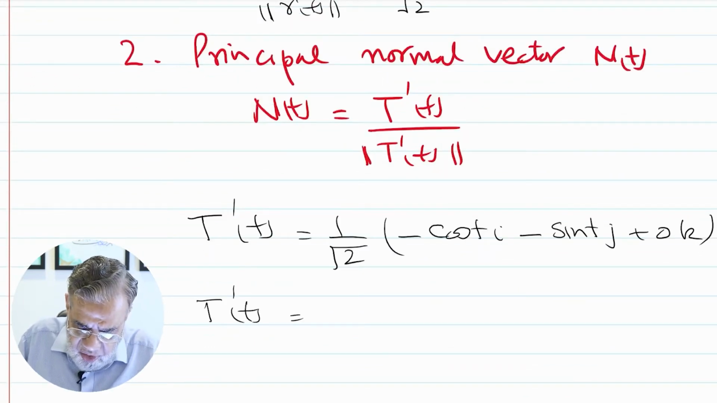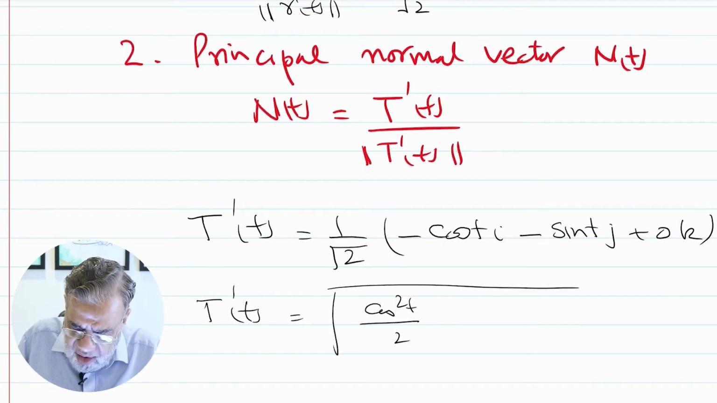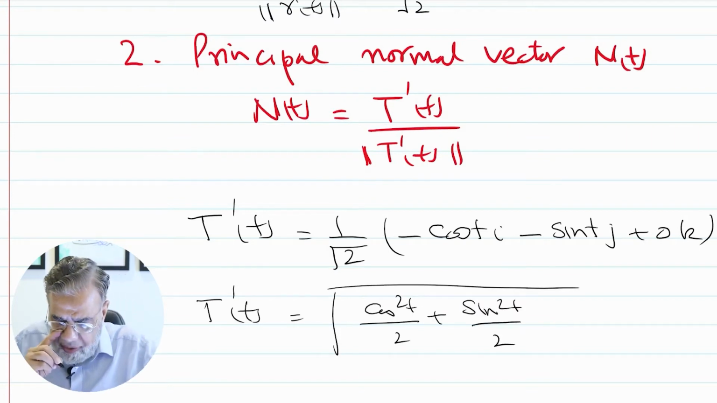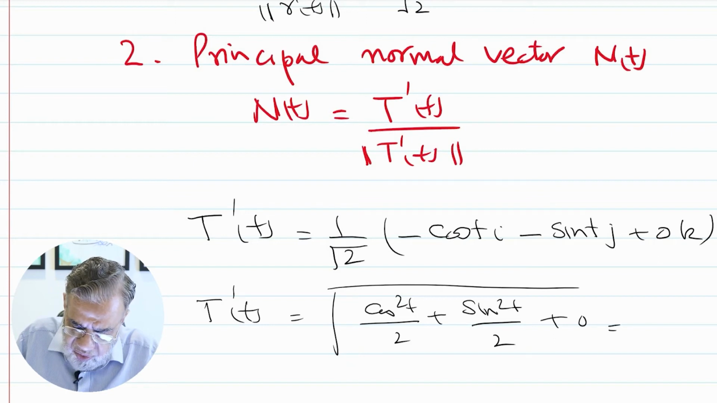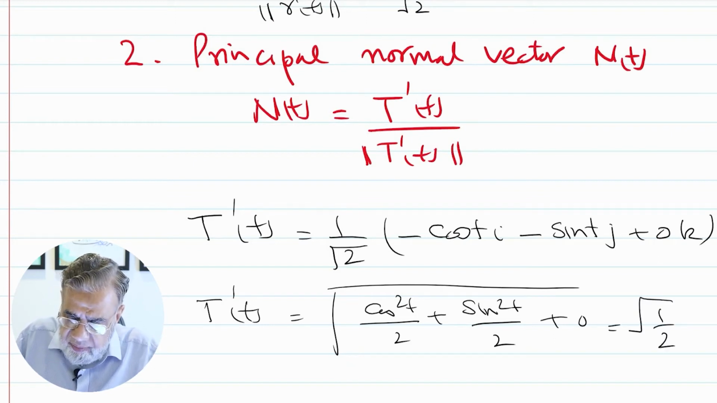We take root of 2 below this one and get here cosine square t over 2, and take under the root plus sine square t over 2, because we are taking the square of this one and taking inside, plus 0. So this is sine square t plus cosine square t, which is equal to 1, and we get again 1 upon root of 2. We can write here 1 over root of 2, that's my magnitude of T dash of t.